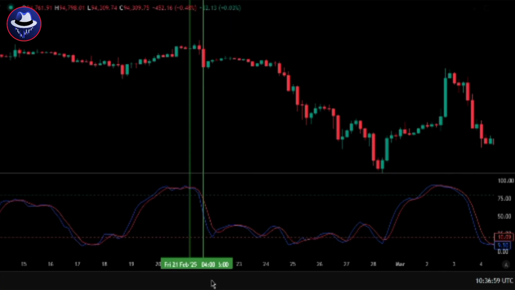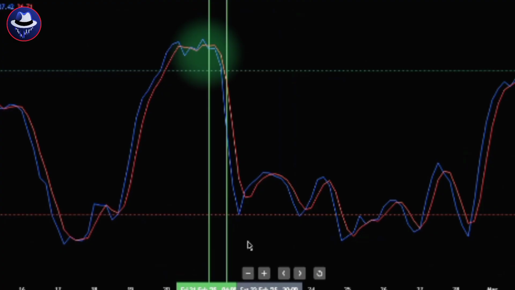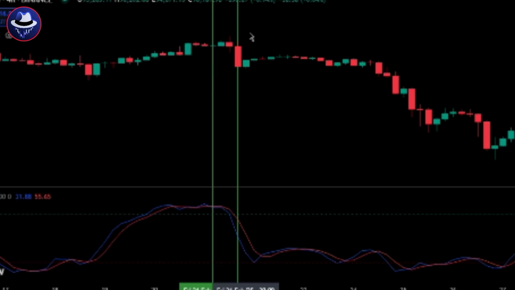As you can see, the stochastic is above the 80 level, which means the market has entered an overbought phase, or in simple terms, it has been bought too much too fast. This is when we start looking for potential short, sell opportunities.